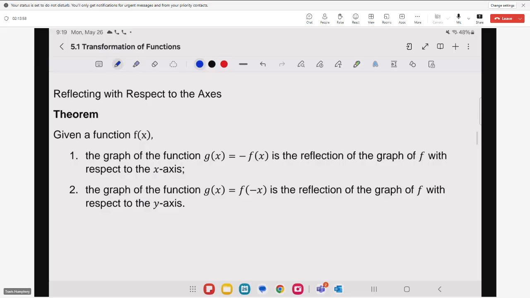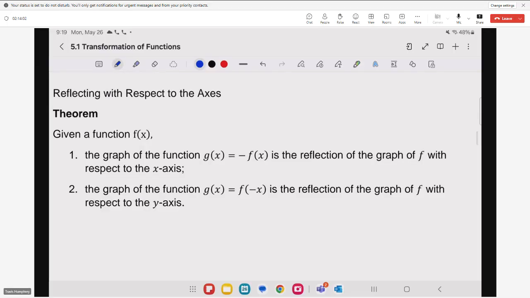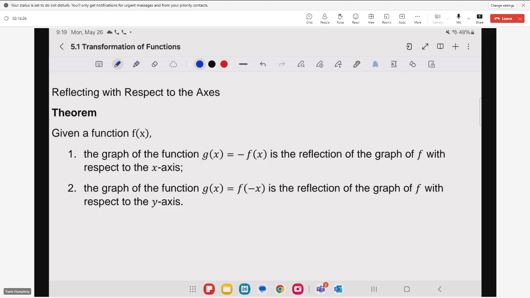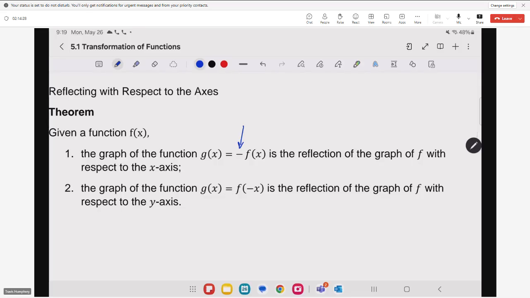All right, so next we need to talk about reflections. So we have two types of reflections. We have reflections about the x-axis and reflections about the y-axis. So a reflection about the x-axis flips the graph over the x-axis. And this occurs when we have a negative leading coefficient, or you can think of it as the whole function is negative. So g of x is equal to negative f of x.